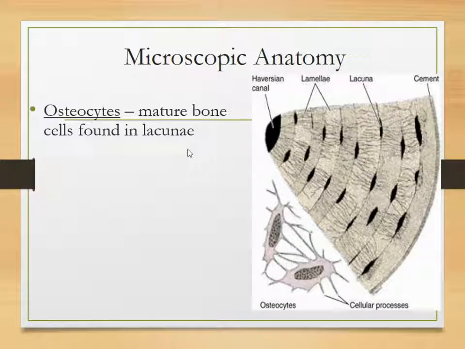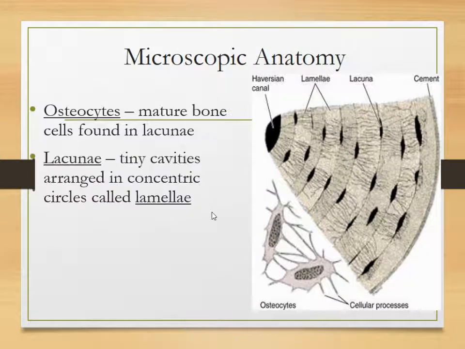An osteocyte is a mature bone cell found in lacunae. So we know osteocyte: osteo is bone, cyte is cell, so these are bone cells. So there's pictures of osteocytes right here that are not in the lacunae. Lacunae is plural for lacuna. They are tiny cavities that are arranged in concentric circles around the central canal or the Haversian canal. These are the same thing.